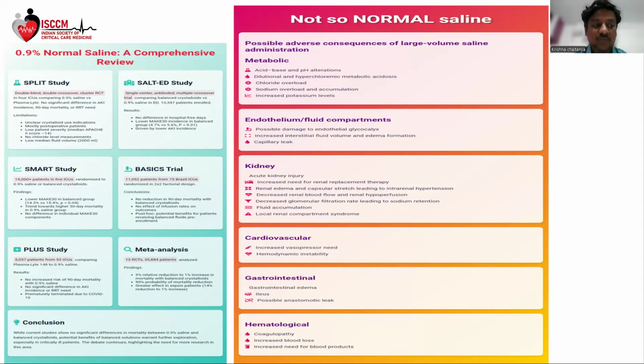But normal saline is not so normal, because there are many adverse effects of large-volume saline administration. Metabolic: there is an acid-base abnormality, sodium overload, chloride overload, and hyperchloremic acidosis. Endothelial damage, and kidney involvement leading to acute kidney injury. Cardiovascular: increased vasopressor needs. Sometimes gastric paralysis, ileus, and many more.